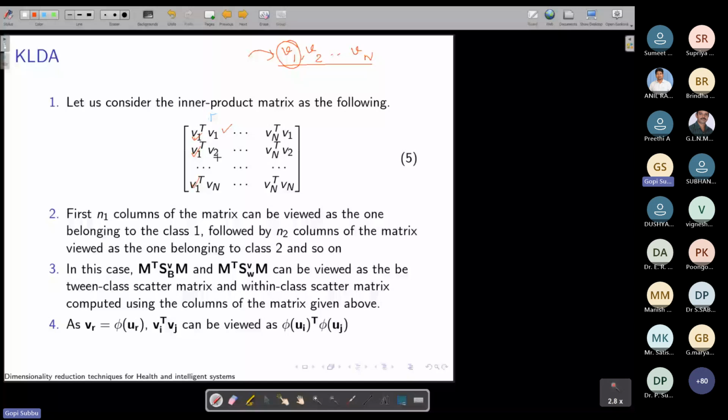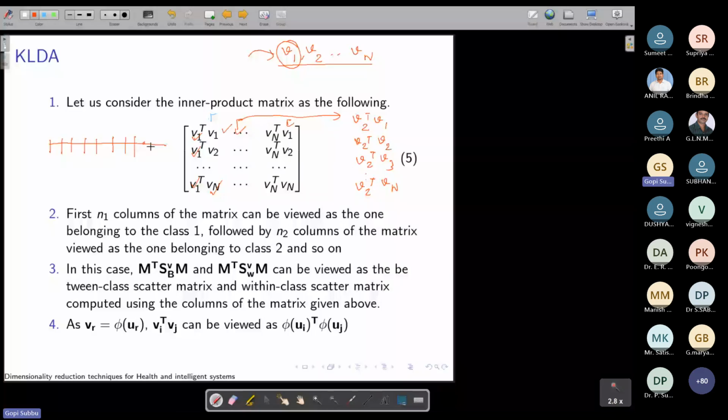What about the second column? For the second column, you take v2 everywhere: v2 transpose v1, v2 transpose v2, then v2 transpose v3, and it goes on until v2 transpose vn. That is the second column, and this is the nth column. Once it is done, you get a matrix, and I am arranging this matrix in a pictorial form like this.